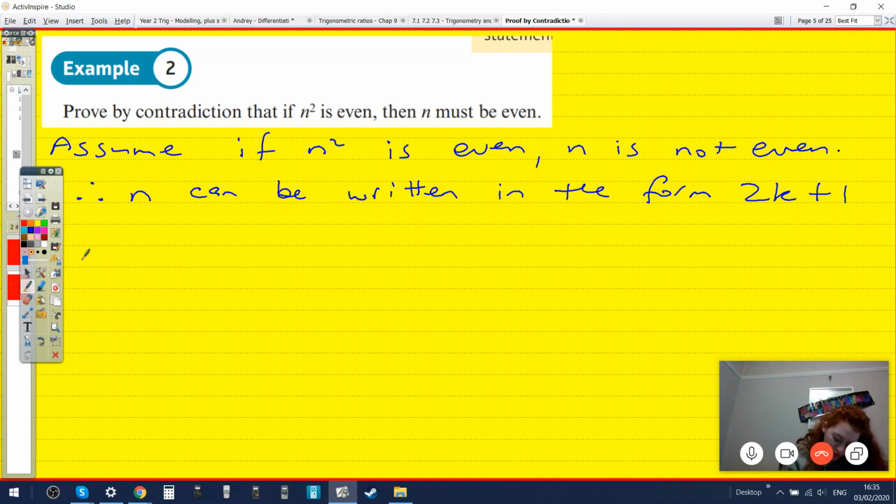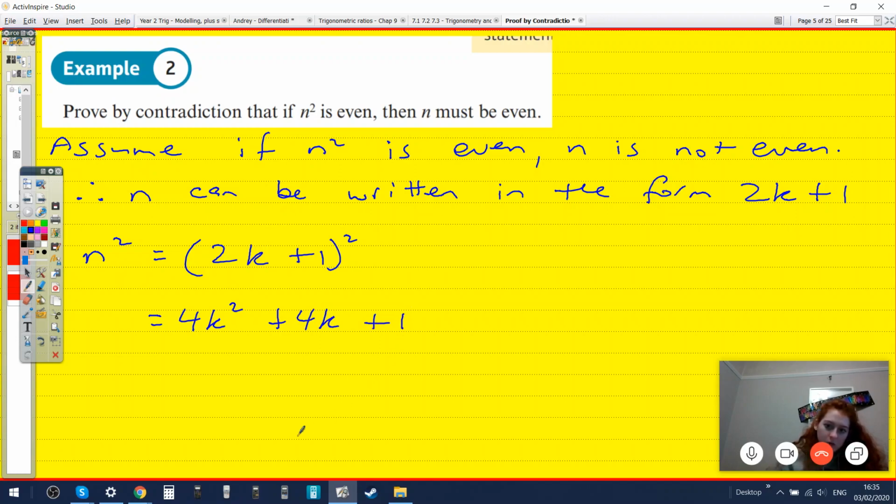So if we squared that, that's 4k squared plus 4k plus 1. And how do we... okay, what's next? If it's even, it can be divisible by 2. And that would leave it as 2k squared plus 2k, which is a half then. And so I just leave that like that.